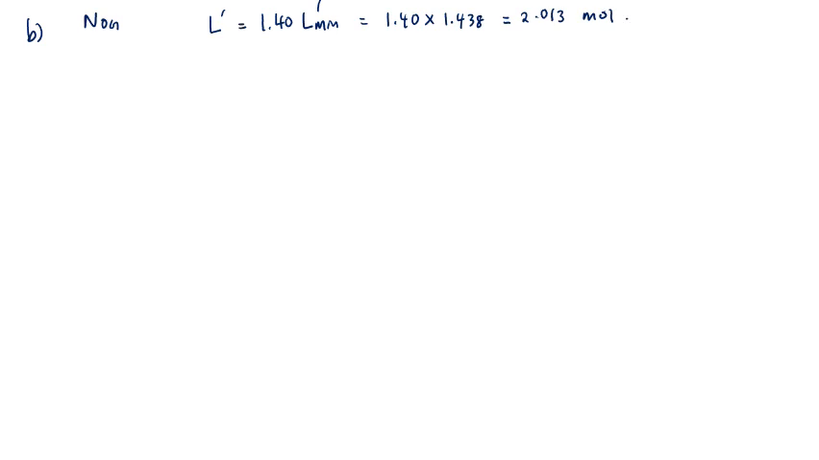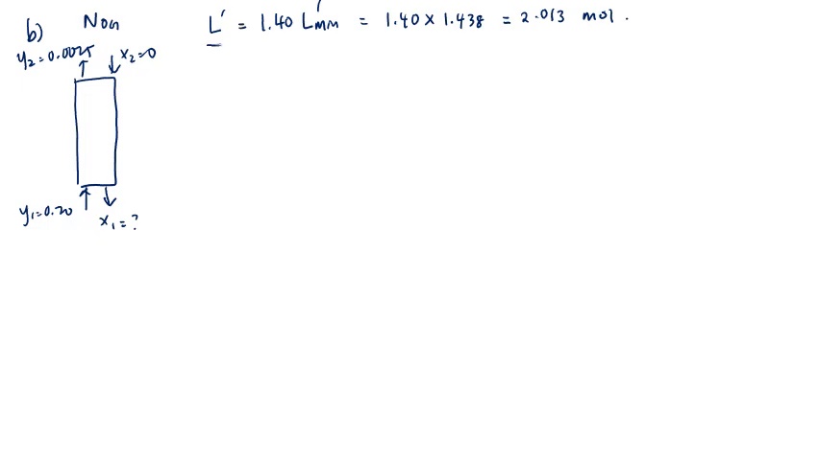So here we need to find the operating line coordinates. Recall your column values. You have your y1 equals 0.2 and your y2 equals 0.0025. Your x2 is 0, it's pure water, and now you can find out what is your new x1, given that your L prime is now 2.013 mole. So we can use the modified operating line equation.